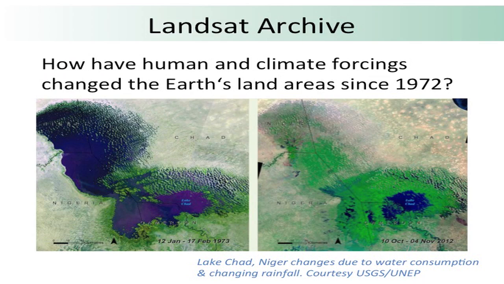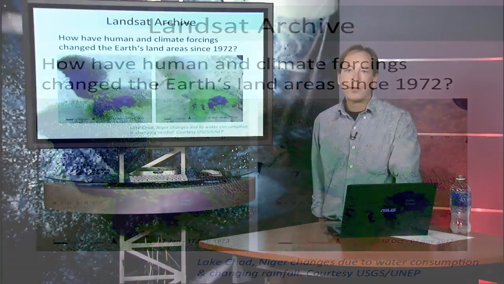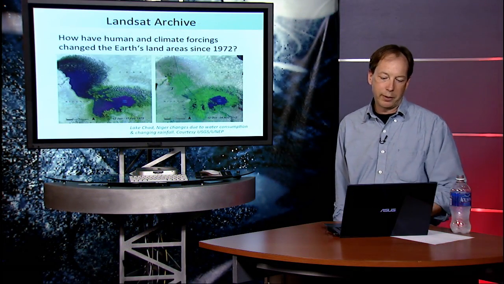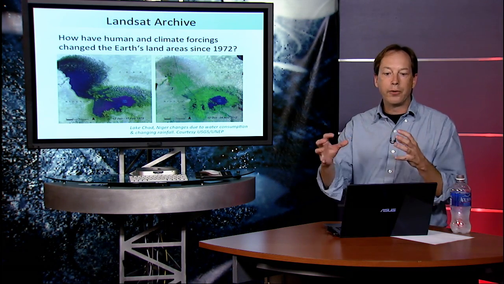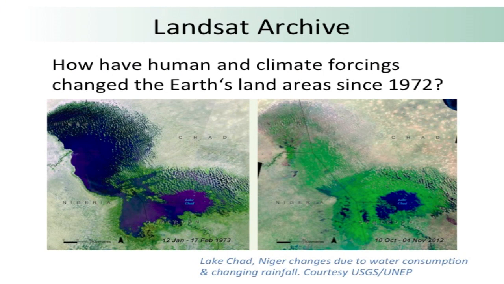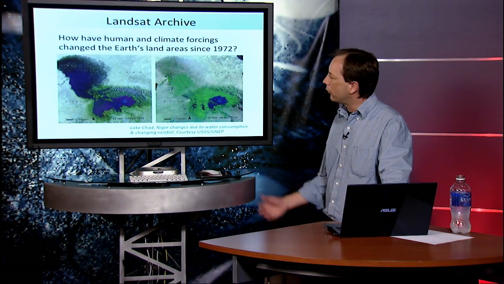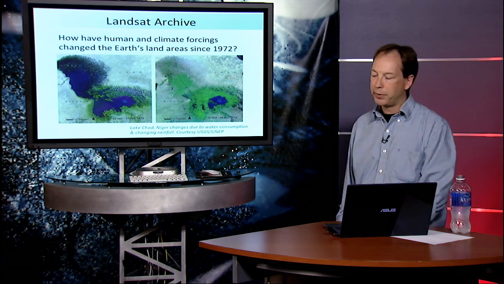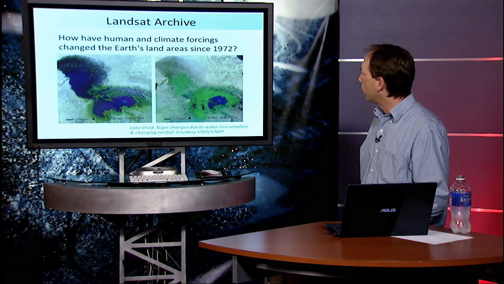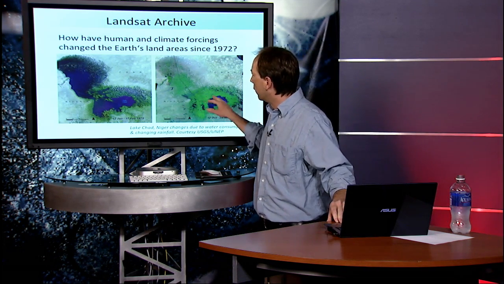So with the Landsat archive, we can look at 4 decades worth of change across the planet. So we can understand how human and climate forcings have conspired to change physical and biological systems. This is a nice example from Lake Chad in Niger, where a combination of increased irrigation and water consumption, together with a decrease in precipitation, has ended up shrinking Lake Chad dramatically over the last 40 years.